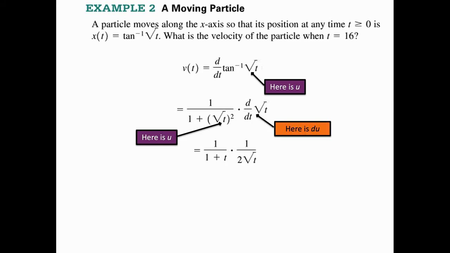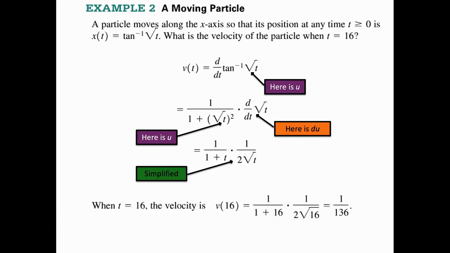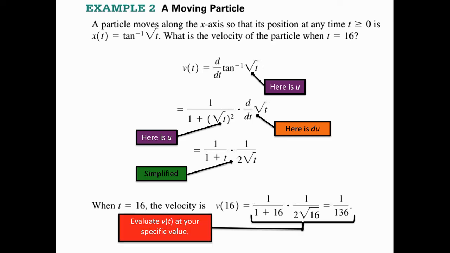So what does this turn into? Well, radical t squared is just t. And then the derivative of radical t is 1/2 radical t, but the radical t is in the denominator because you end up with a negative 1/2 power. Now that's just the derivative, that's velocity, right? So we're going to evaluate that at 16. So that's it simplified. So what you're going to do is plug 16 in and you end up with 1 over 136.